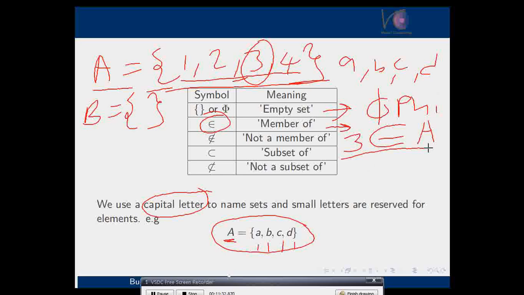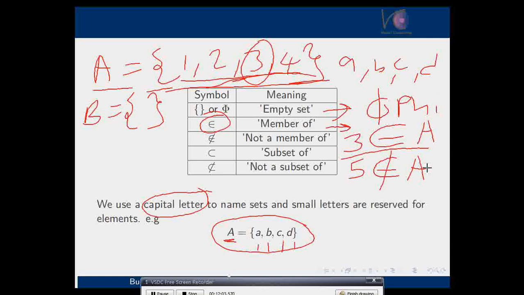If you take 5, does 5 belong to this set A? From there we can see that 5 is not part of set A. So you are going to say that 5 does not belong to A, or 5 is not the member of A. And the symbol we are going to use is the elongated E that has been cancelled to imply that this 5 does not belong to the set A.